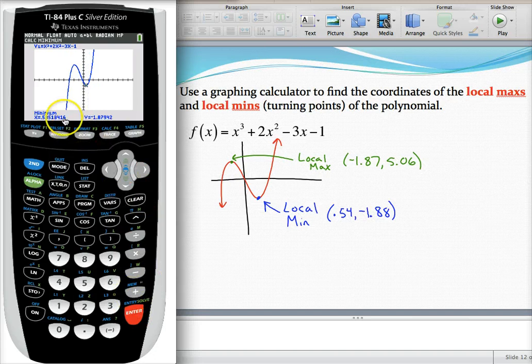And once again, your decimals are usually going to be really nasty for most of these, so let's just agree to round to 2 decimal places. So there's my maxes and mins.